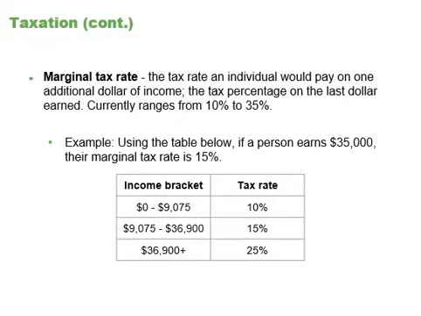Also, suppose that income from $0 to $9,075 is taxed at 10%. Income from $9,075 to $36,900 is taxed at 15%. And finally, income from $36,900 and beyond is taxed at 25%. Since this person earns $35,000, their marginal tax rate is 15%.